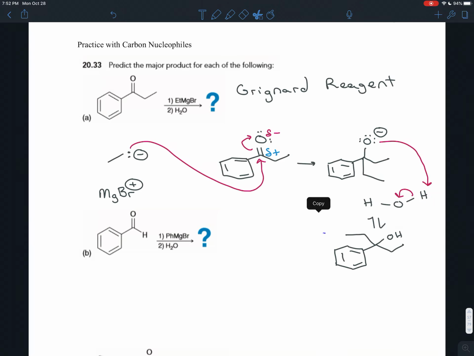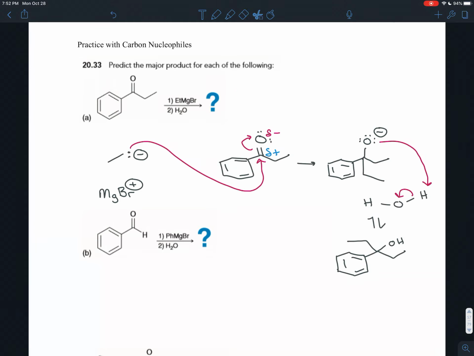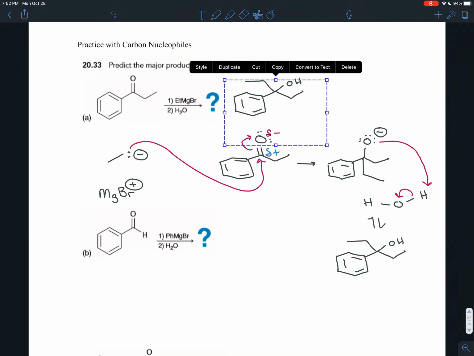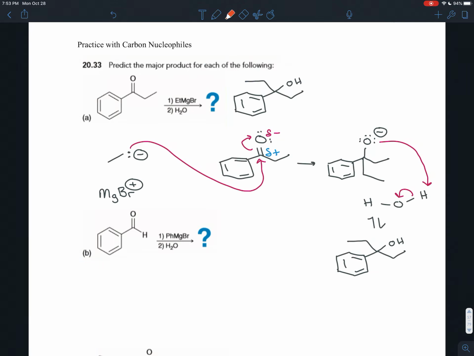So notice that this really gives you the same thing as we got in the case of the hydrogen nucleophiles. The only difference is that instead of a hydrogen, we have a carbon chain, right? In the case of the hydrogen nucleophiles, that new carbon chain was just a hydrogen. But in this case, it is whatever the carbon chain is in the Grignard reagent. So when you're drawing the products for Grignard reagents reacting with aldehydes and ketones, turn the carbonyl into an alcohol, and on the carbonyl carbon, add the carbon chain from the Grignard reagent.